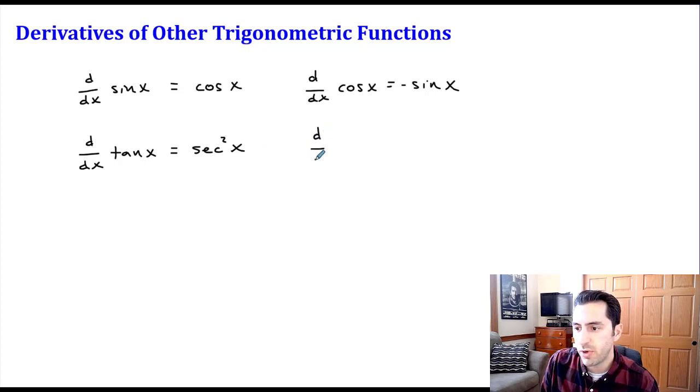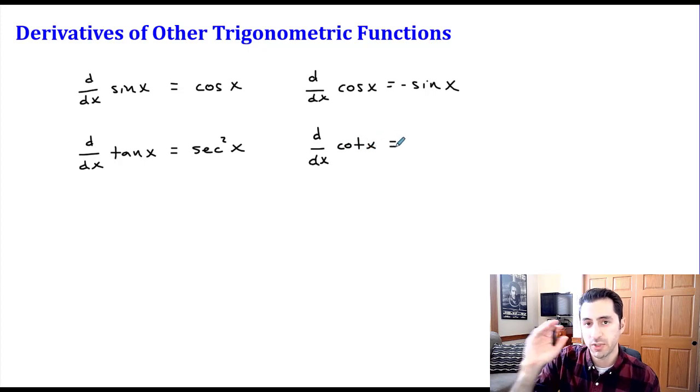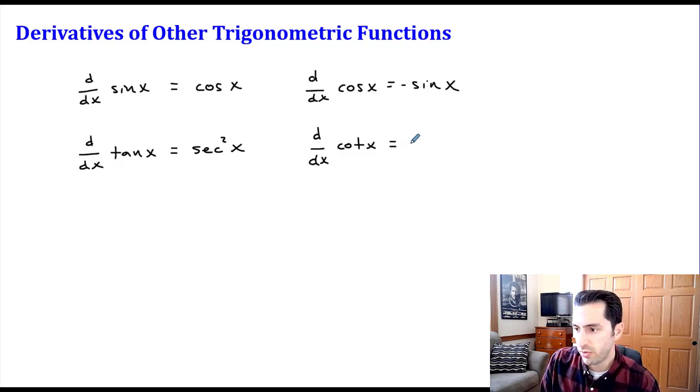And in a similar way, I can find the derivative of cotangent. Cotangent is the same as cosine divided by sine. And then using the quotient rule for derivatives on that, we figure out that the derivative of cotangent is equal to the opposite of the cosecant squared of x.